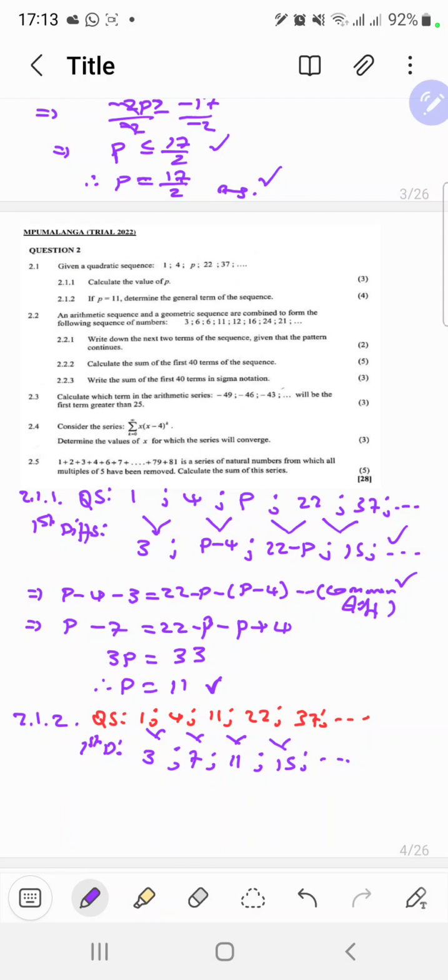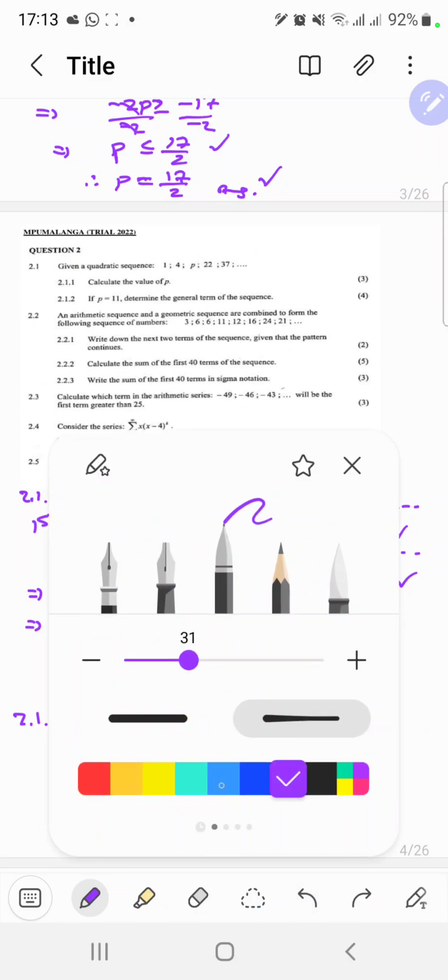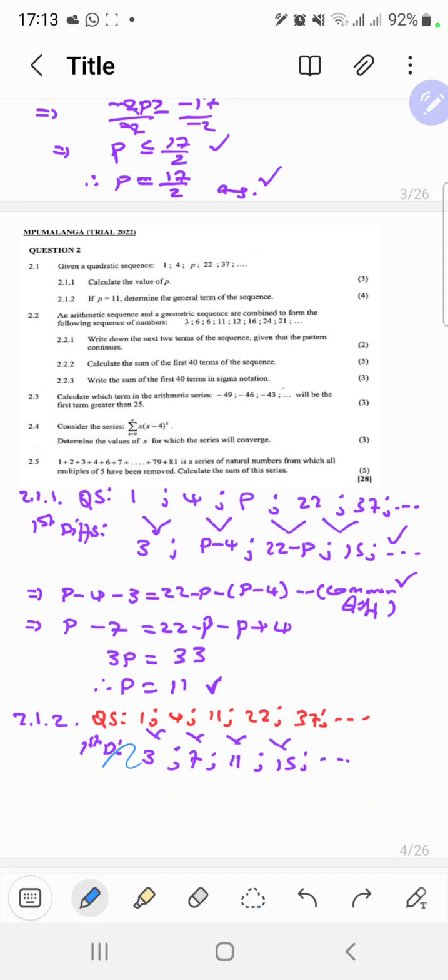And then, of course, you also have to consider second differences. Okay, maybe let's use another color. We have a few of them colors here, so we can play around with them. The second difference is here. This is going to be 4, 4, 4. Okay, you can see that it is definitely constant.